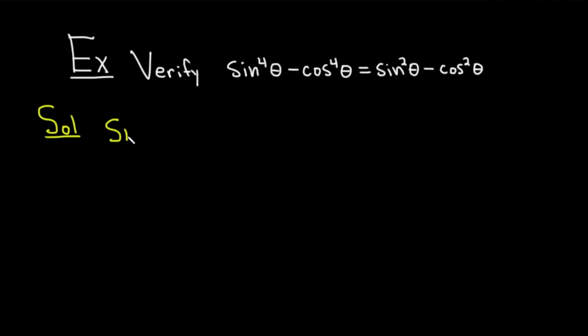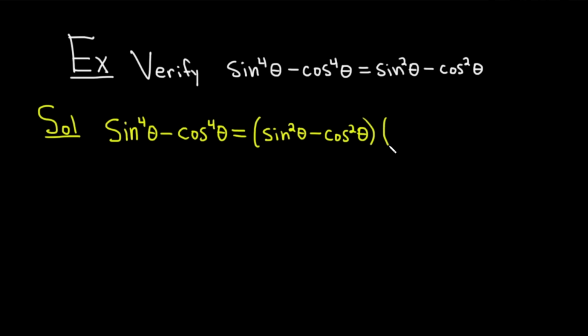So we have sine to the fourth power of theta minus cosine to the fourth power of theta. And this actually factors. This is parentheses sine squared of theta minus cosine squared theta, times sine squared of theta plus cosine squared of theta. So it's the difference of squares formula here.